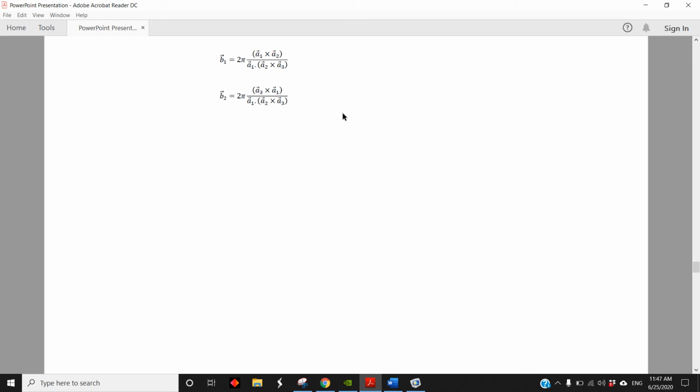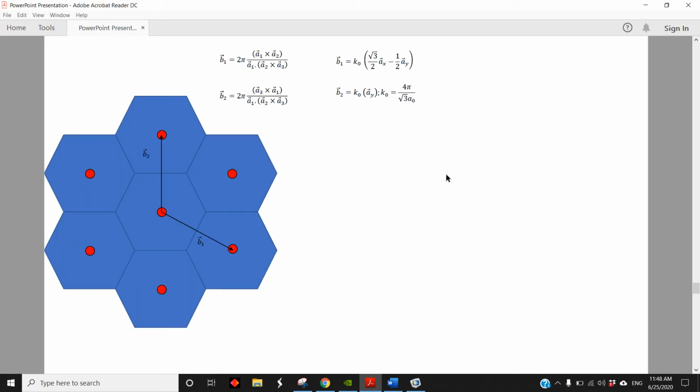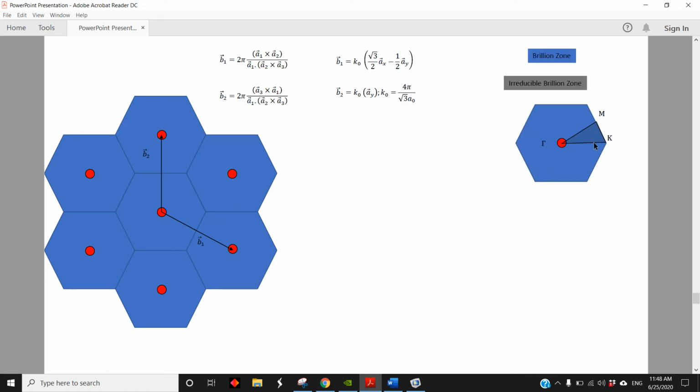So now, after calculating this relation, I write B1 and B2 in the X and Y basis. So B1 will be like this and B2 like this. And K naught here is defined as 4 pi divided by square root 3 over A naught. And then I draw the reciprocal lattice space. As you see here, the reciprocal space is periodic with a unit cell period of hexagonal shape. And let's now define the Brillouin zone, which is actually one unit cell of this space. So here's my Brillouin zone. And I also define this irreducible Brillouin zone by the points gamma, M, and K.